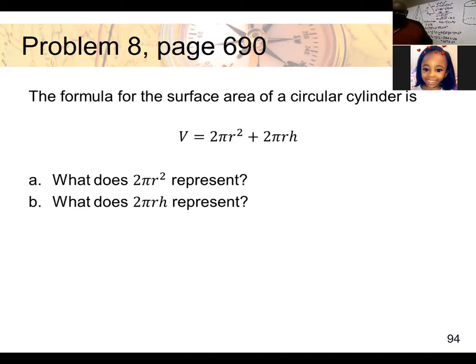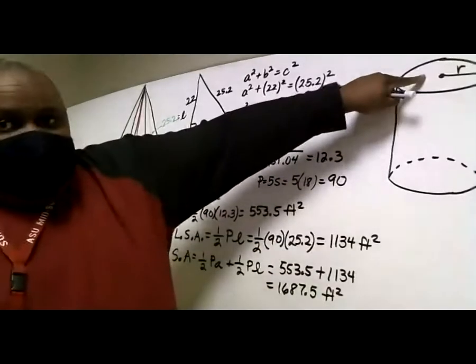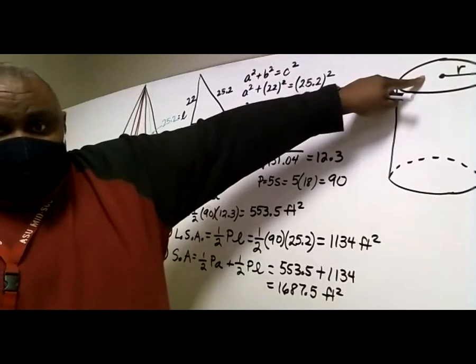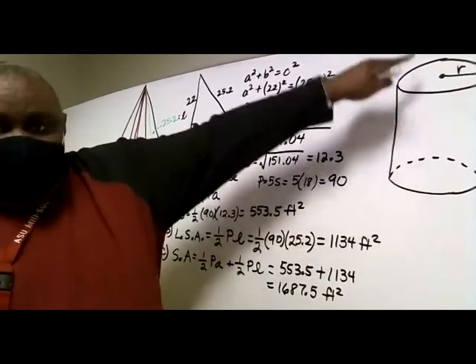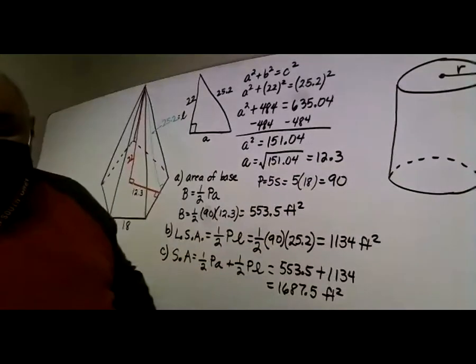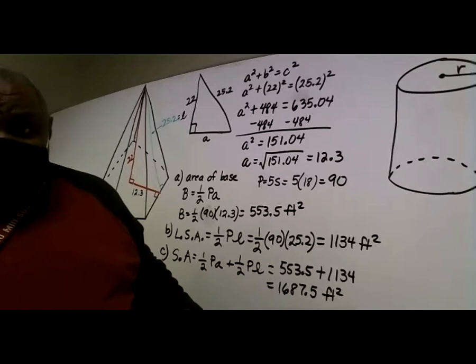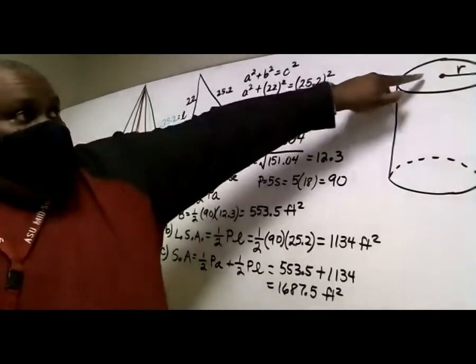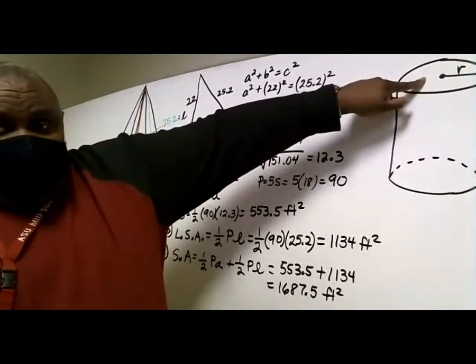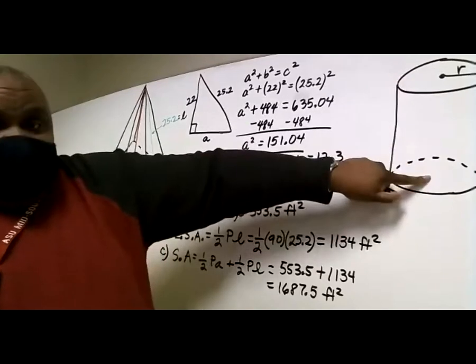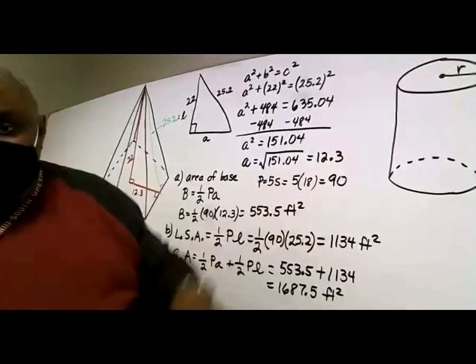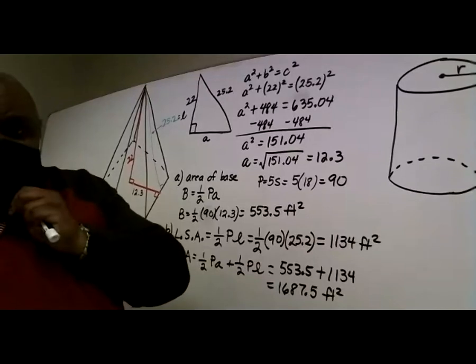So if you look at this up here, you have the cylinder where you have two circles, one on the top and the other one on the bottom. Those are the bases. Those two represent the area of those two bases in the cylinder, because the area of a circle is pi r squared. And this is also pi r squared, so that's why you have 2 pi r squared.